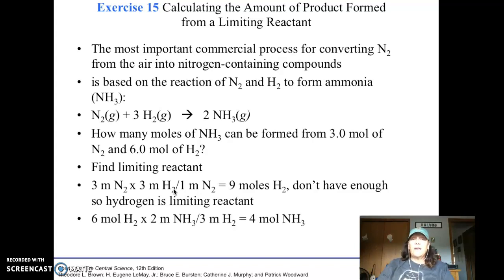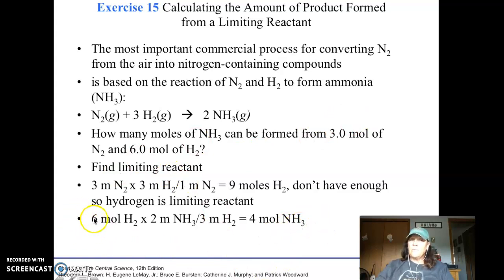Okay? So now that I know which one's my limited reactant, that's what I start with. I start with my 6 moles of hydrogen. And now I do a mole ratio of my product, what I'm trying to find. Moles of hydrogen, what I'm trying to get rid of, on the bottom. Moles of NH3, what I'm trying to find, on top. And I end up with 4 moles. So when I react these two together, I end up with 4 moles of NH3.